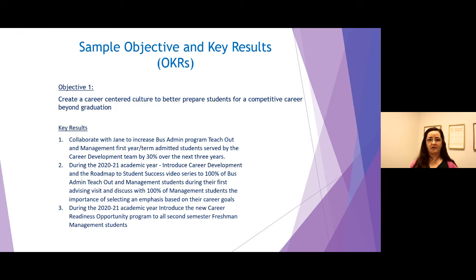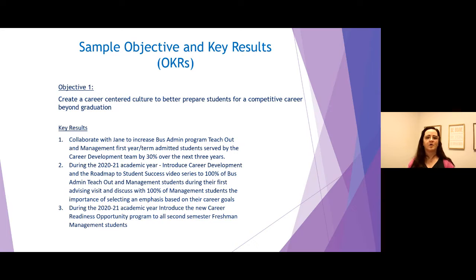When we first started utilizing OKRs, even though we got along well, we were all in the same office, we considered ourselves part of the same team, we really didn't understand what each other did in our roles. So career specialists didn't quite understand what was happening behind the door in an academic advising appointment, and vice versa with advisors and our career specialists.